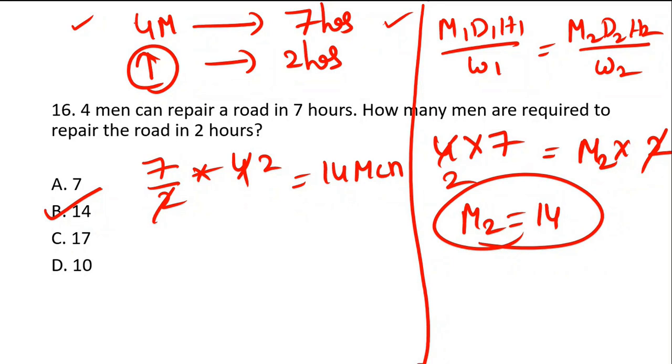So if you have any doubt with cross multiplication, direct multiplication, then you can use the formula also. When they give days and the number of units of work that is done, M1 D1 H1 divided by W1 equal to M2 D2 H2 divided by W2. The whole set of formula you can use. Okay. Let's go for the next.